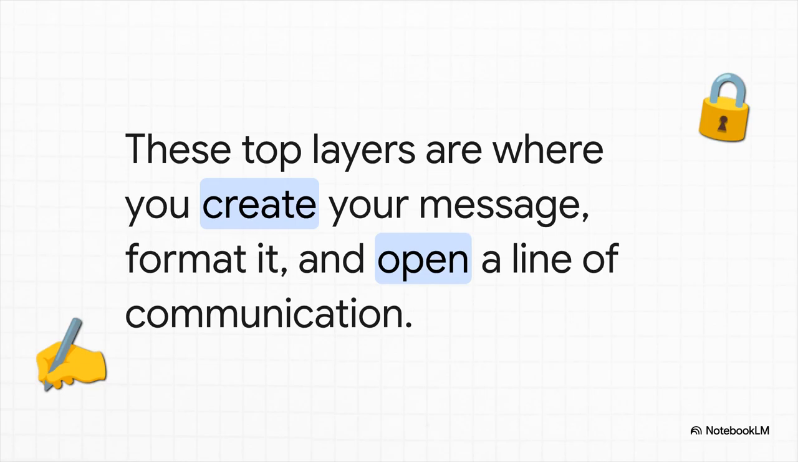Okay, so the top 3 layers all work together to get the contents ready. Layer 7, the application layer, is where you actually type your email. Then, at layer 6, the presentation layer, that message gets formatted and maybe even encrypted. Think of it like putting the letter in a special coded envelope. And finally, layer 5, the session layer, basically calls ahead to the other computer and says, "Hey, get ready, a message is on its way."